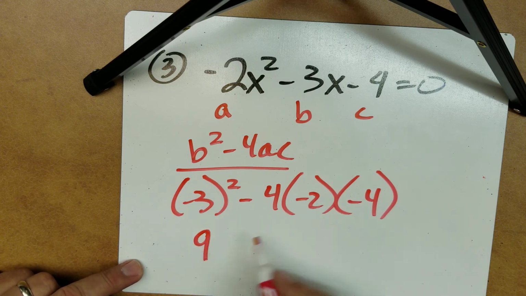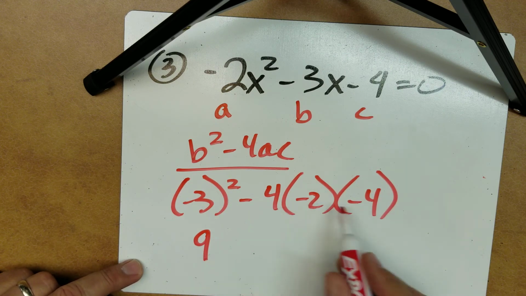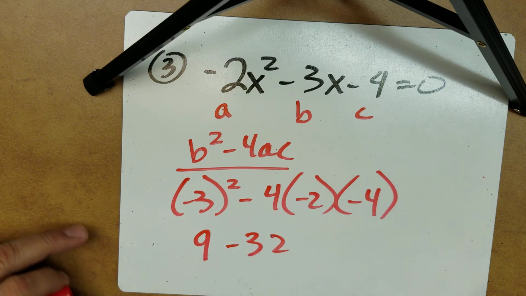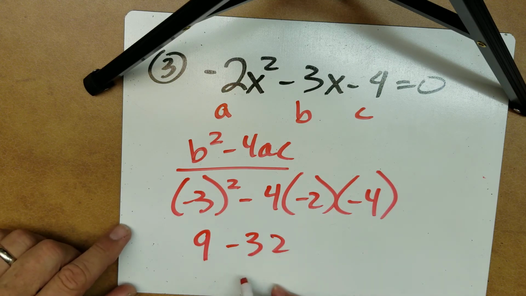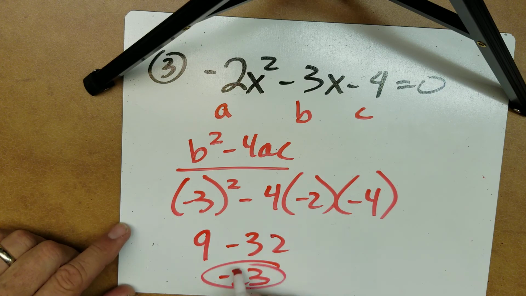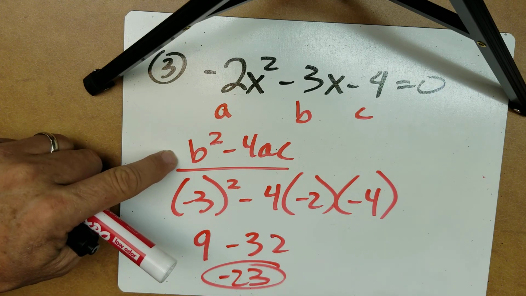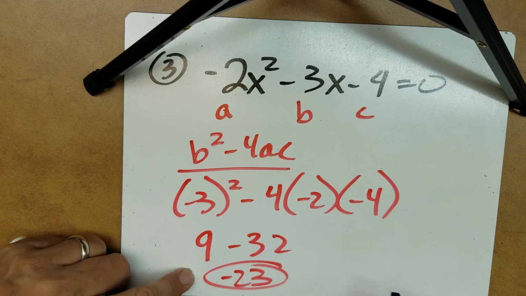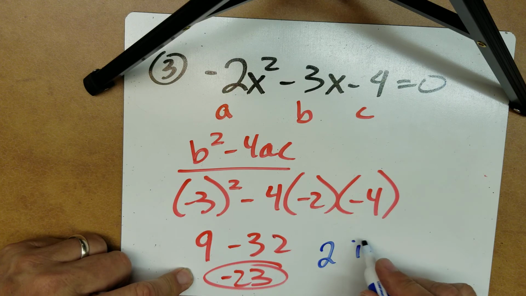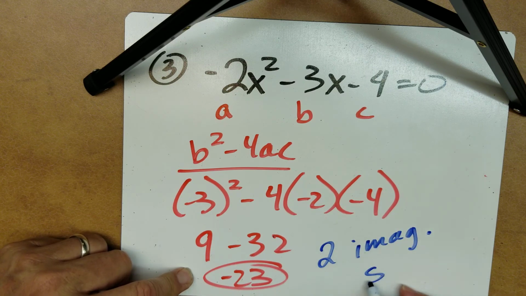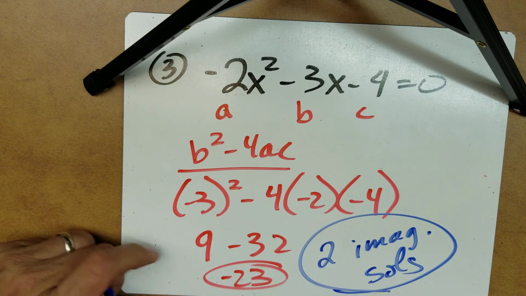This is going to be 9. This is positive 8, and that's a negative 32. Now, okay, we got there. And my answer here is negative 23. Does that mean you have negative 23 solutions? No. You know that since B squared minus 4AC is less than 0, you have 2 imaginary solutions. This right here is your answer.